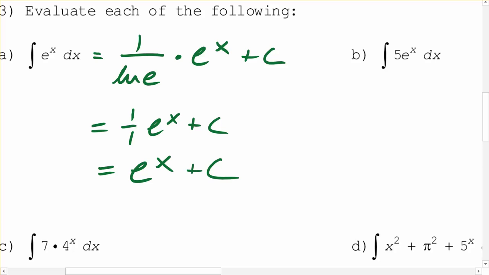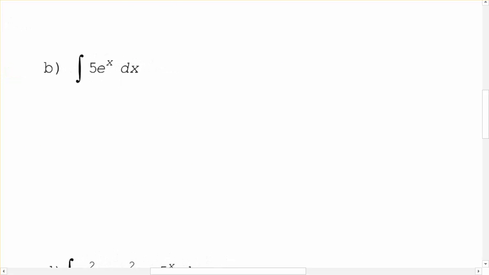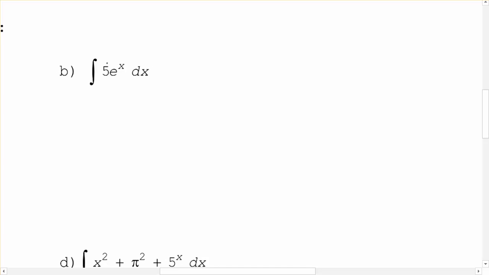Plus c. What about this one right here? What's this one going to be? What can you do with the 5? What are you allowed to do with this 5? 5 over ln e. You're just allowed to pull it out to the front. So we now know what's the integral of e to the x? E to the x. So what's the integral of this going to be? 5 times e to the x plus? That's it. The 5 is just along for the ride.